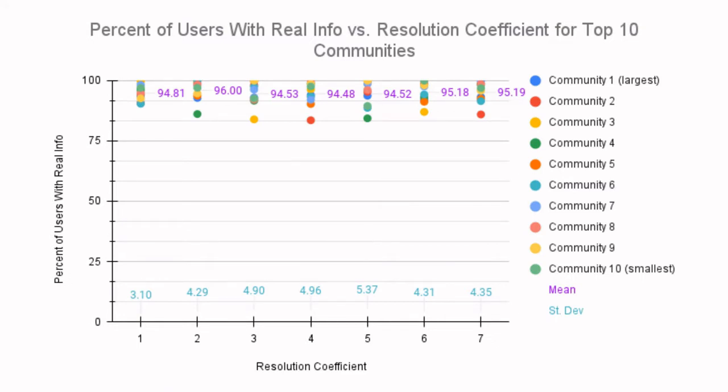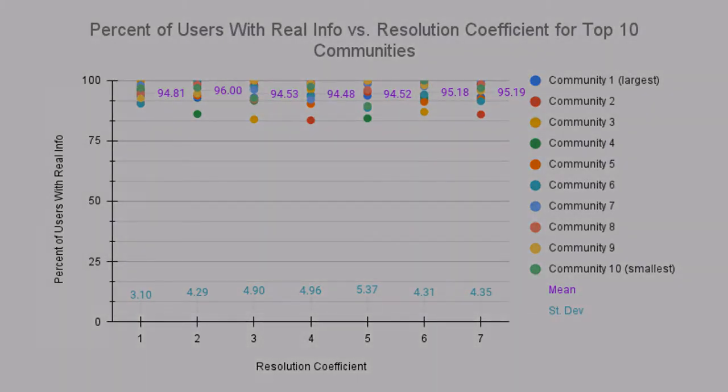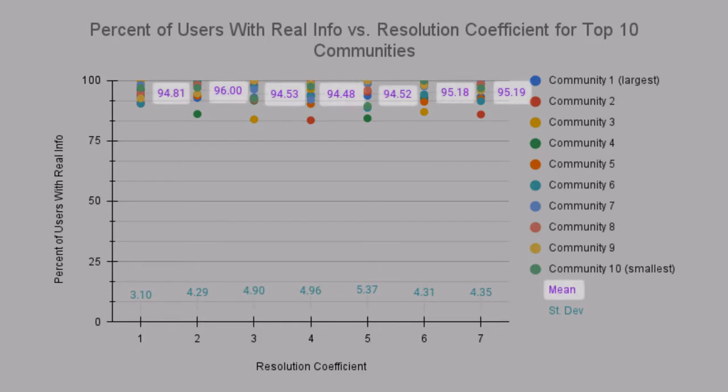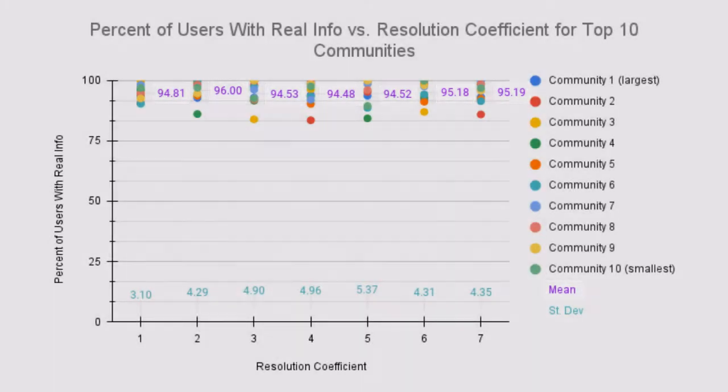If we try various resolution coefficients and find the percent of users that gave real info within each community, we see that the top 10 communities stay between 80 to 100% true information. In fact, the means all fall around 95%. This tells us that it really doesn't matter if we took the whole dataset and found the percent of users with real info, versus if we took a community formed with any resolution coefficient and found the percent of users with real info. There is no statistically significant difference between the two.